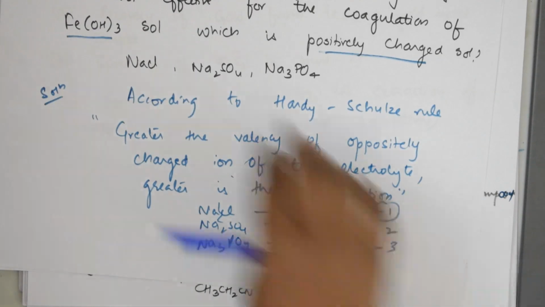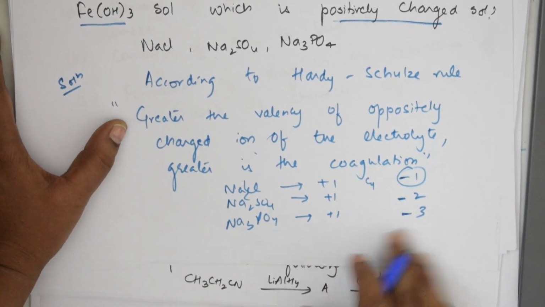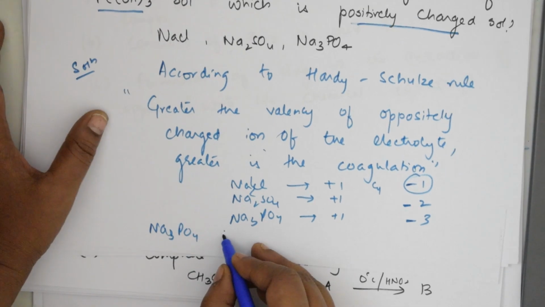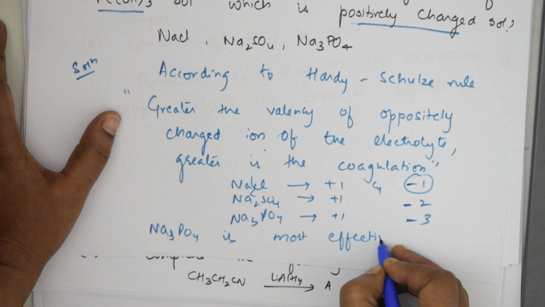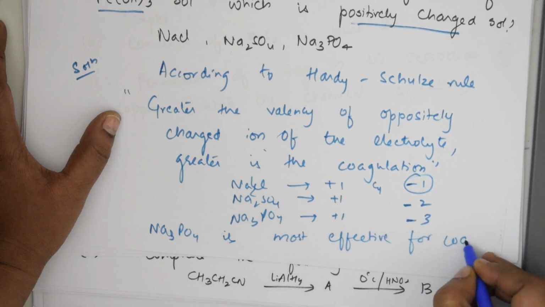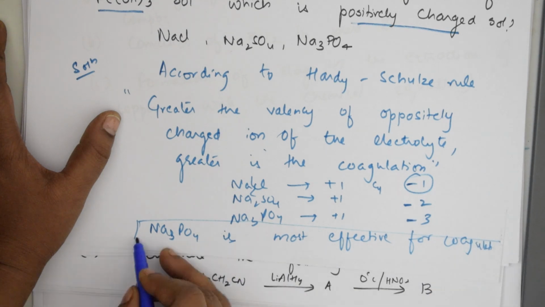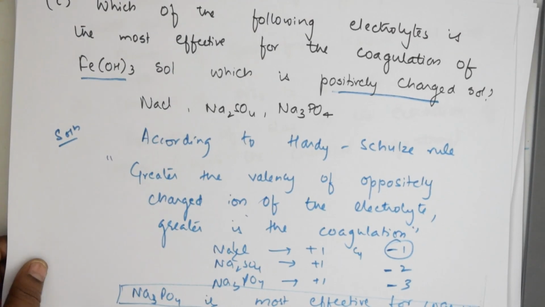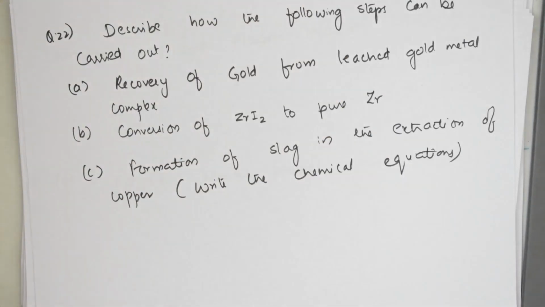Now what did they ask us? Which of the following electrolytes is most effective? Na3PO4 has the highest charge, so we will write Na3PO4 is most effective for coagulation. You write the full form, coagulation, because the charge is high, minus 3 is the valency, right students. So let's come back and do the next question, that is your 22nd question, right?